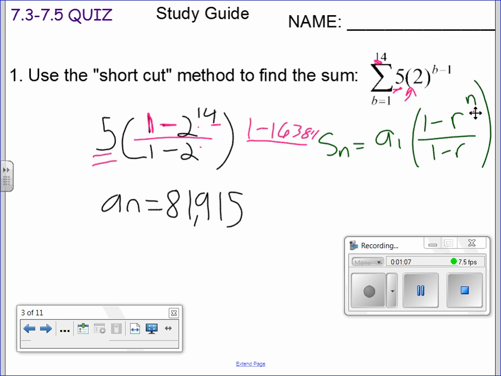And then 1 minus 2, which is negative 1. So it's 16,383 over negative 1. Then you're supposed to put those in parentheses and have a 5 up front. One minus this is a negative. Double negatives make it positive. Then just multiply these by 5, and you get 81,915 for the first answer. Woohoo.